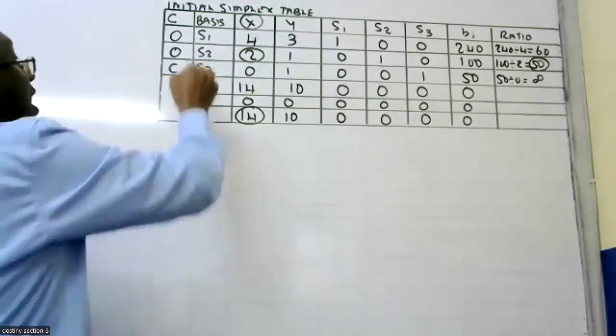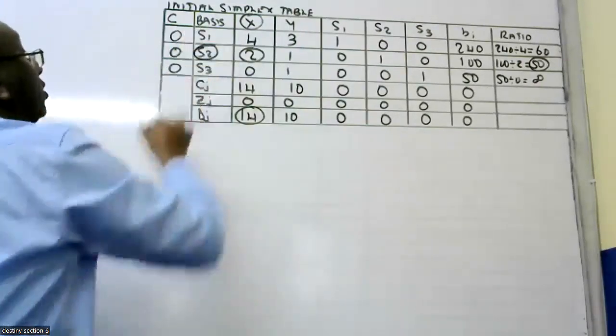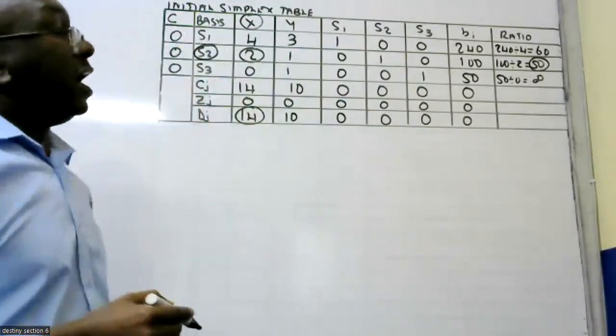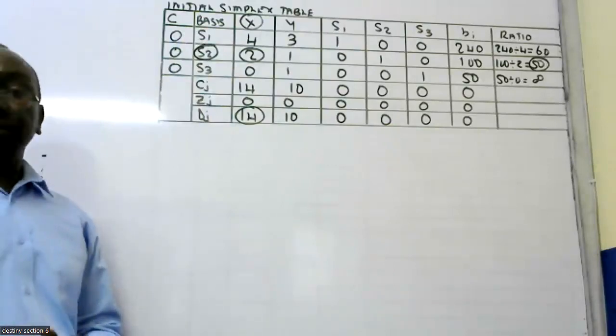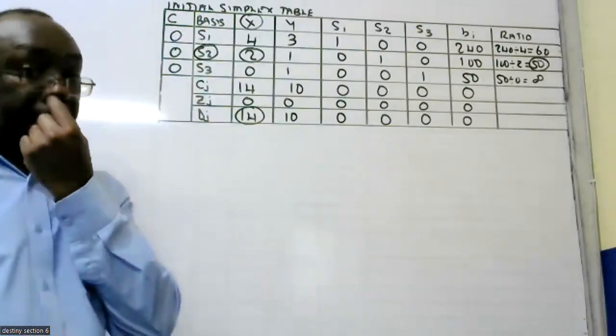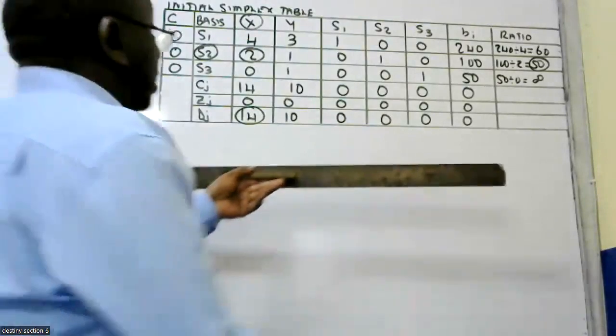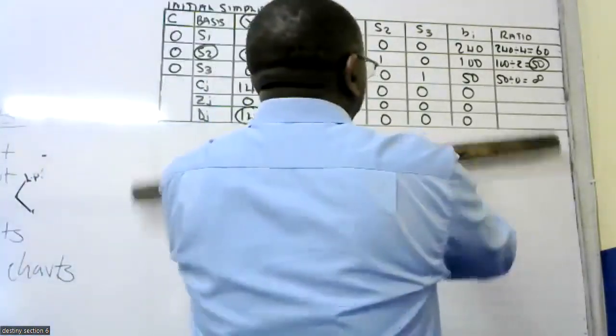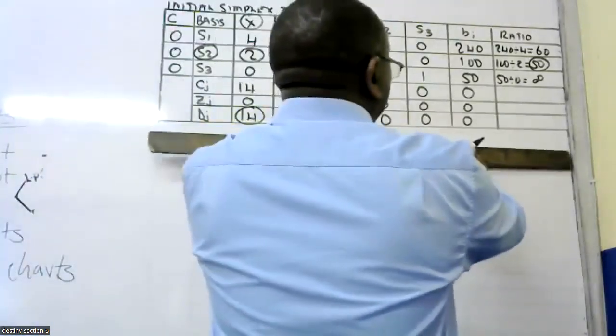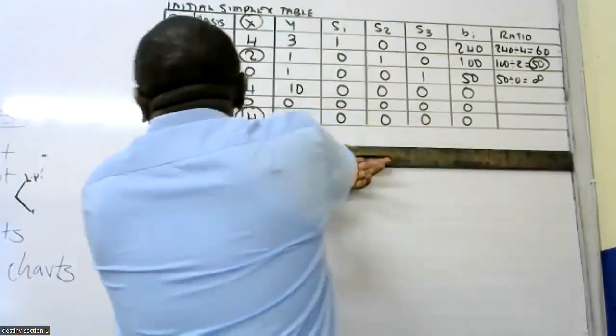Then this value here at the title is the outgoing. It's the outgoing. So with that, you can be able to design the new table, the next table.